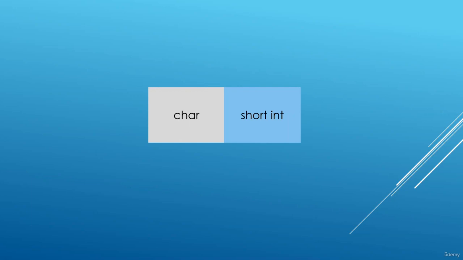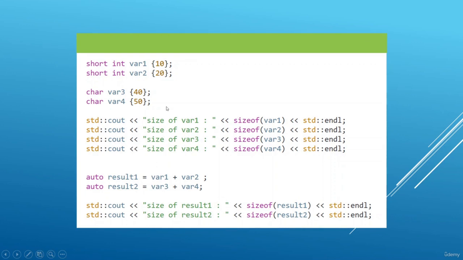And this is something you need to be aware of. If we look at this program here, for example, we have var1 and var2. They are stored in variables that are of type short int. And we have var3, var4, which are stored in variables of type char. We can try and print the sizes, and we're going to get 2, 2, 1, 1 for these variables because a short int occupies 2 bytes in memory on my computer here, and the char occupies 1 byte in memory.